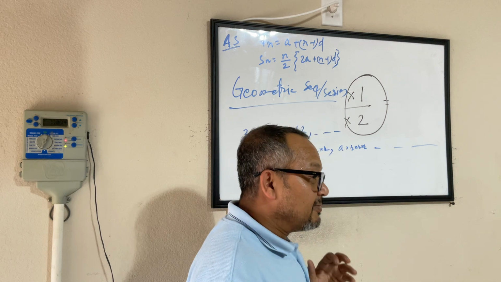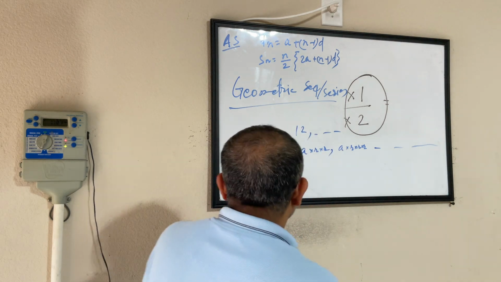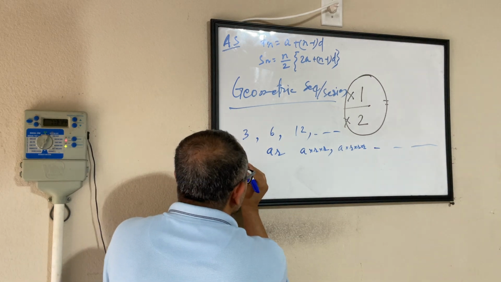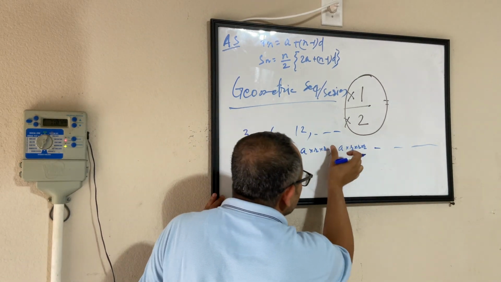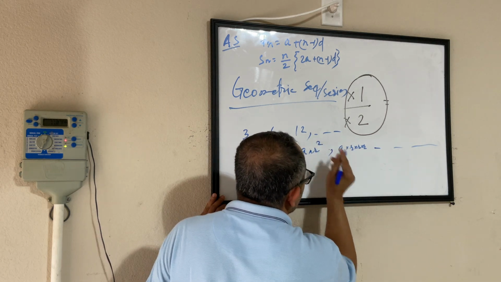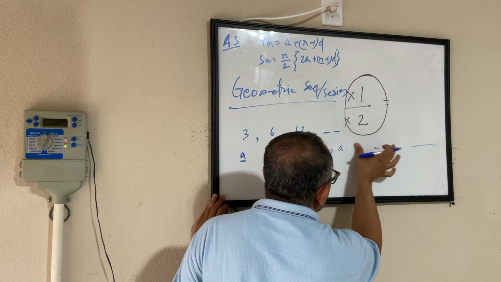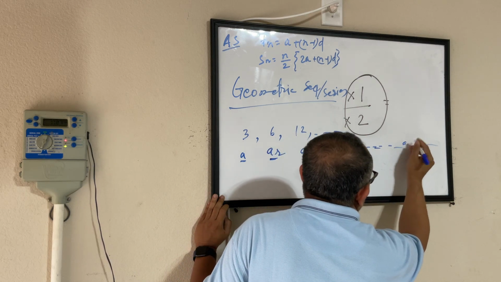Now I'm still trying to observe this. You look at this: my first term has only A. My second term has A times R. Let me simplify this. A times R, I will put this as R square. R times R times R, I will put this as R cube. And it just goes on.